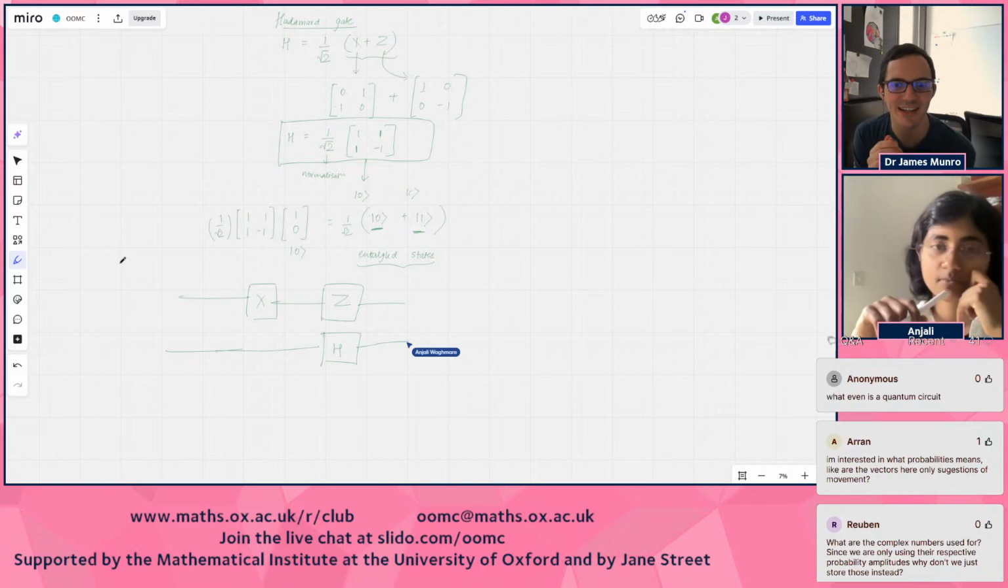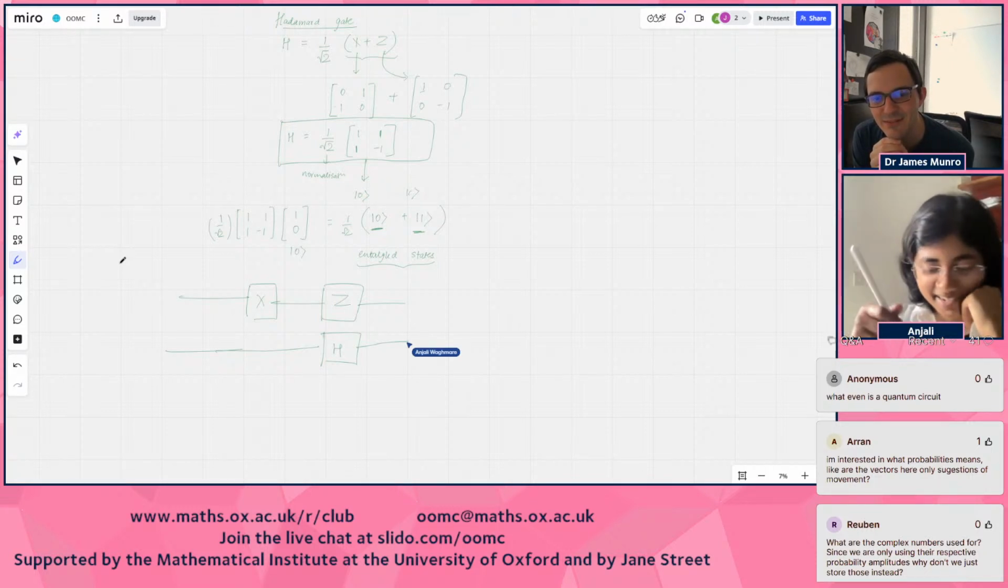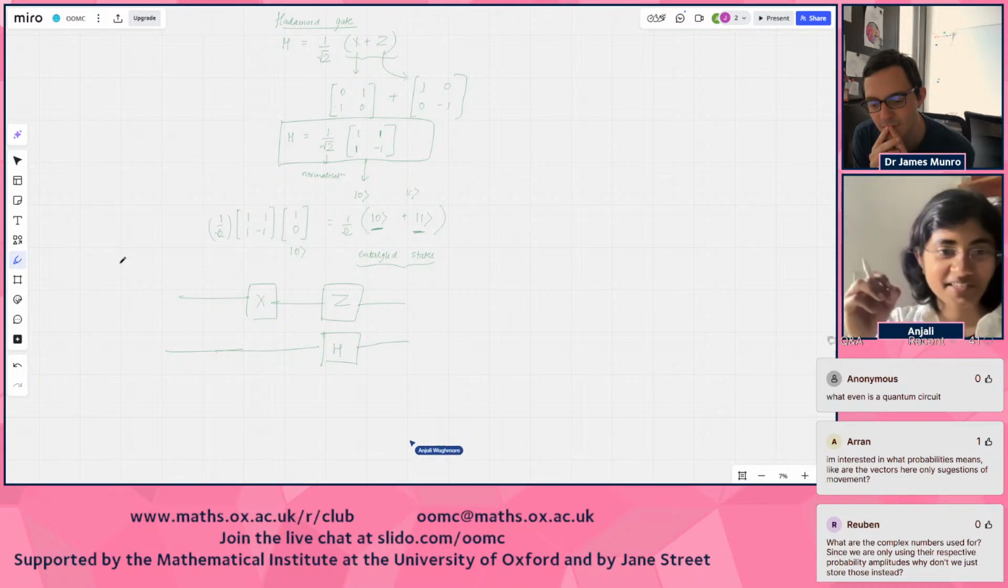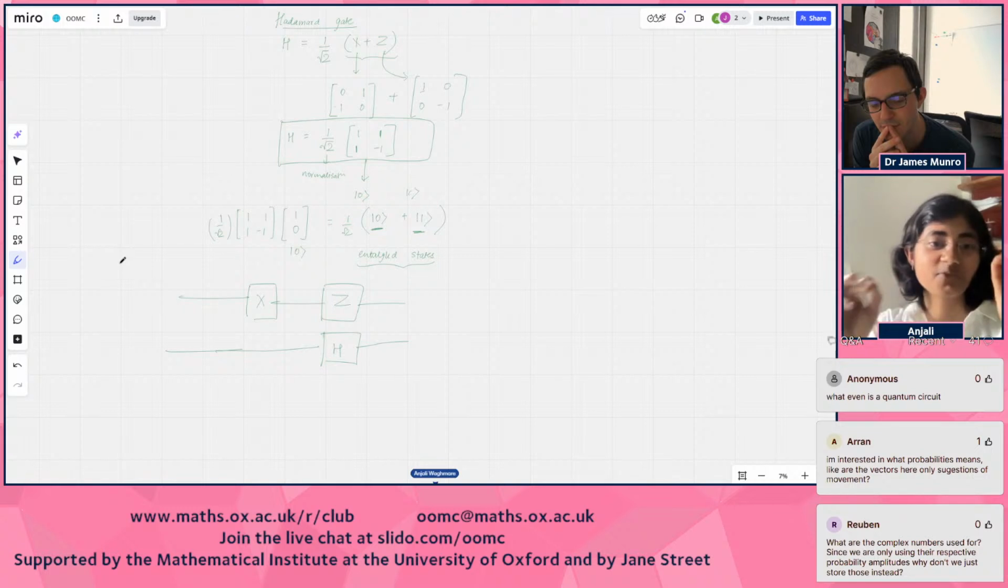Why do we bother tracking the phases of these numbers? That's a great question, I think. The phases matter because that is what fundamentally makes things quantum. Let me give a quick example.